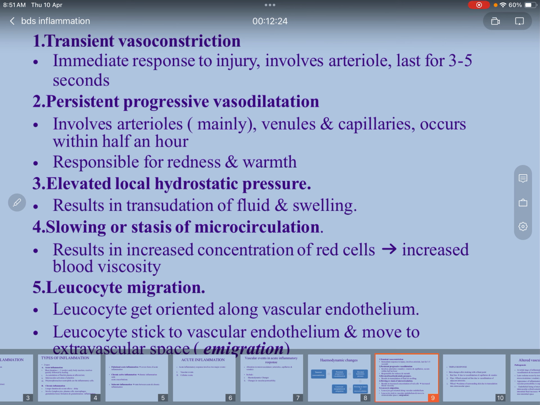And the fifth one is leukocyte migration. Leukocytes get oriented along the vascular endothelium. They stick to the vascular endothelium and move to the extravascular space. That is what is called emigration.